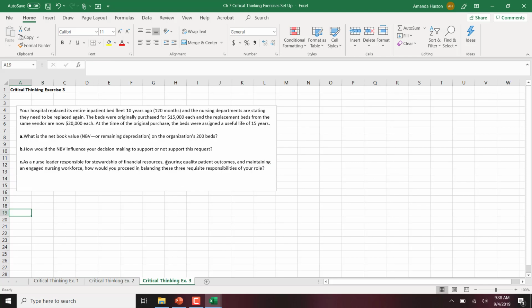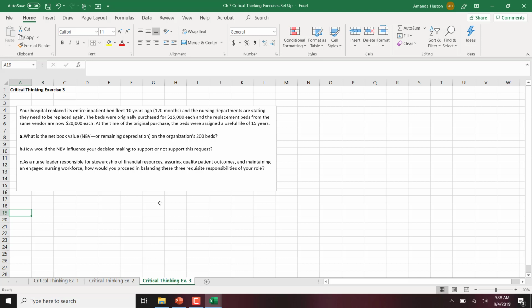And moving on to exercise 3. So this is an example of depreciation and net book value. Okay, so in this example, your hospital replaced its entire patient bed fleet 10 years ago, or 120 months. And the nursing departments are stating that they need to replace it again. The beds were originally purchased for $15,000 each, and the replacement beds from the same vendor are now $20,000. At the original time of purchase, the beds were assigned to a useful life of 15 years. That's how long we anticipate they'll last. But now, 10 years in, the nursing staff wants new beds.